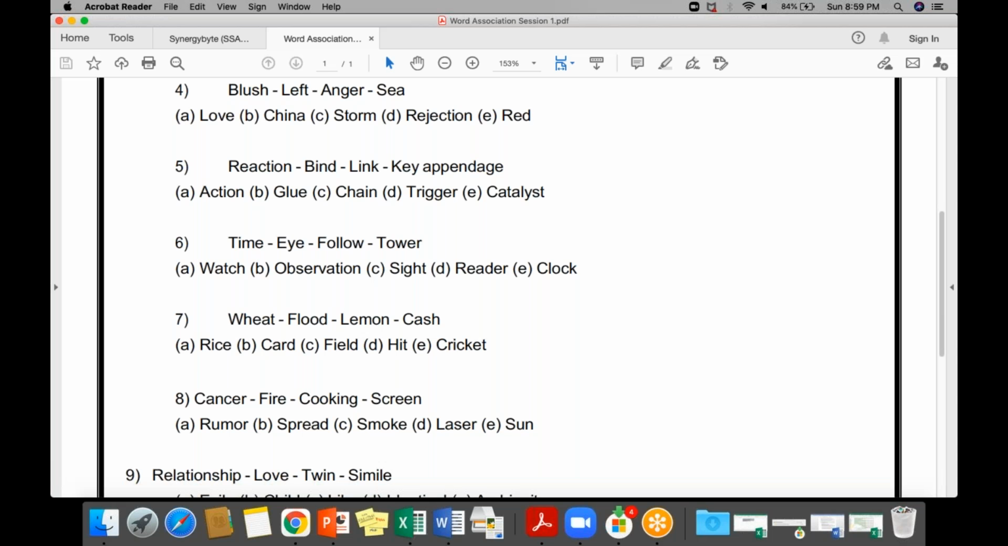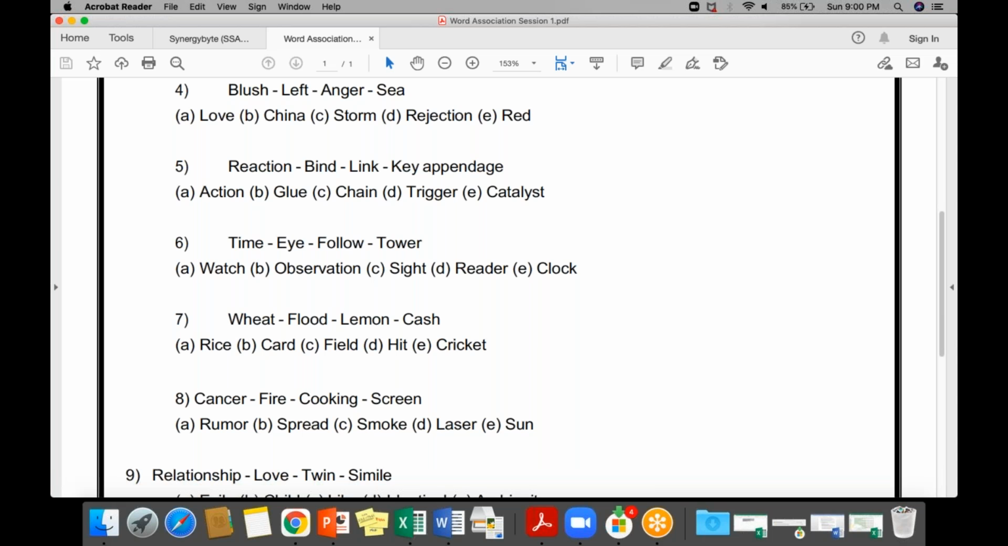Pratap, you have to tell me, time, I, follow, tower will go with which word out of watch, observation, sight, reader, and clock. So tower cannot be an answer. Your answer has to be between A, B, C, D, and E. Anyone who is not getting watch, is getting any other answer? Time and watch very easily.